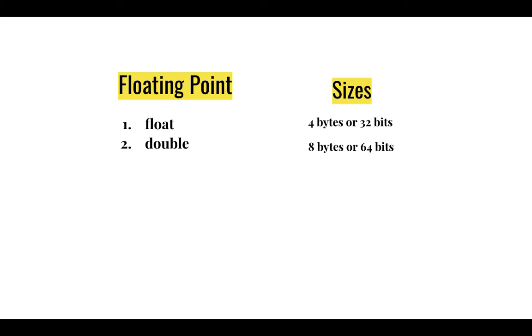Floating point and its sizes. Float, to represent real numbers. Float: this data type has 4 bytes, equal to 32 bits. Double: this data type has 8 bytes, equal to 64 bits.